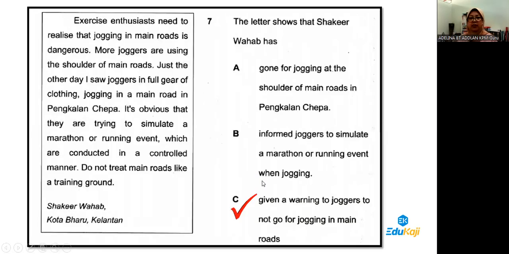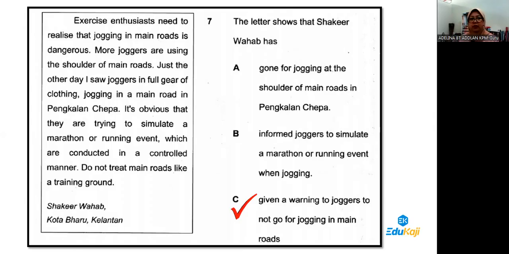Okay. Let's look at number 7. Now, Shakir is someone probably writing for a magazine or a newspaper. So what does Shakir want to share? What does Shakir want to tell? He's talking about exercise enthusiasts who need to realize that jogging on main roads is dangerous. So he's talking about joggers. Yes, joggers. He has seen that most joggers now like to use the shoulder of main roads, meaning by the side of the road.